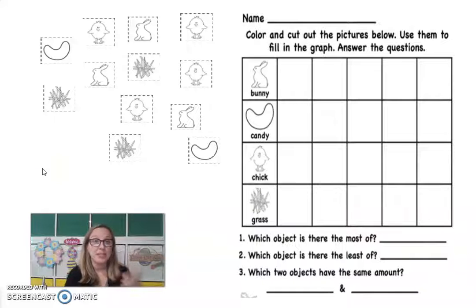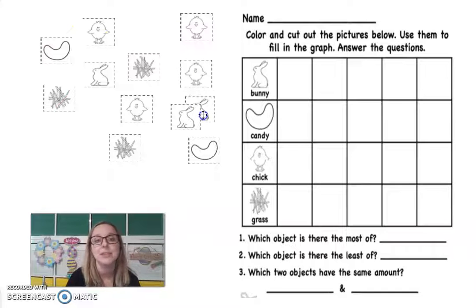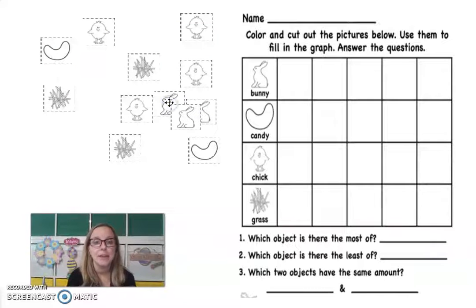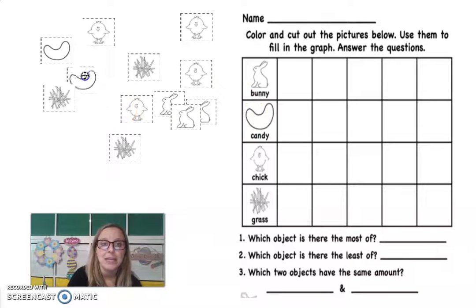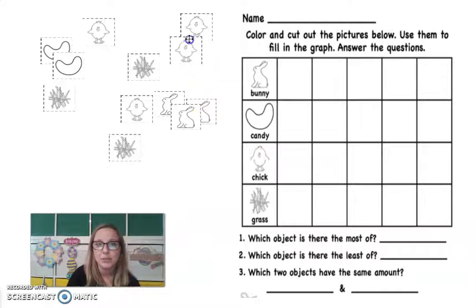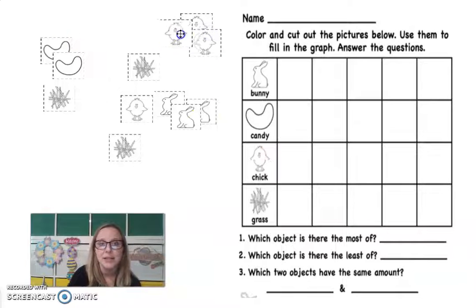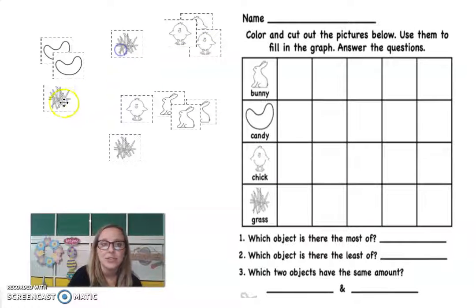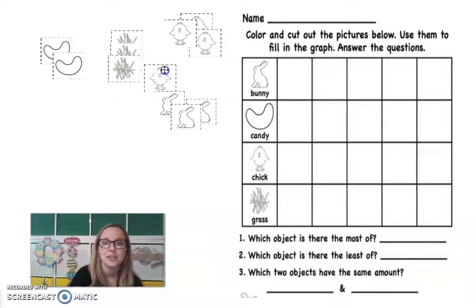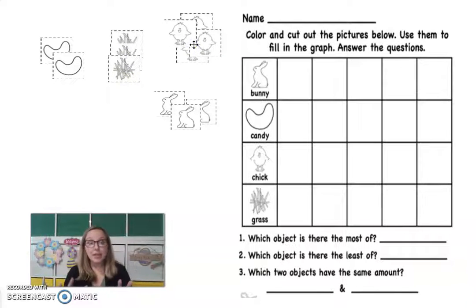So if we want to start with our bunnies, find all of the bunnies, and I'll put all my bunnies here in a pile. And now I've got all my bunnies together. The next one is candy, so I'll put all my candies in a pile. The next one is chick, so I will put all of my chicks in a pile here. And then the last one is the Easter grass, so I'll pile up all of my Easter grass here. Oh, and there's another chick. Let's put him in his pile.